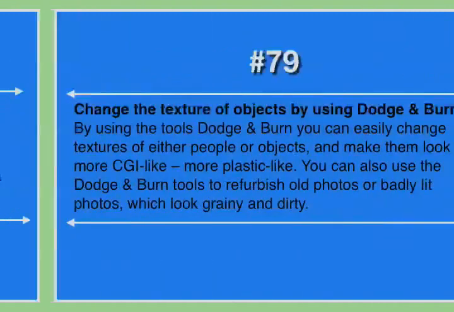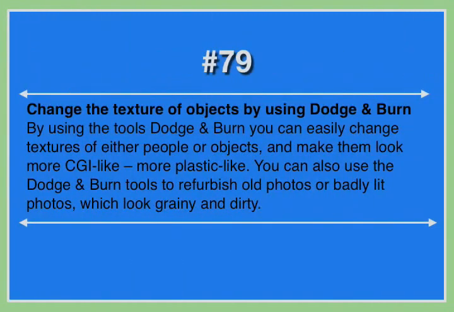Number 79. Change the texture of the objects by using dodge and burn. By using the tools dodge and burn, you can easily change textures of either people or objects and make them look more CGI-like, more plastic-like. You can also use the dodge and burn tool to refurbish old photos or badly lit photos which look grainy and dirty.